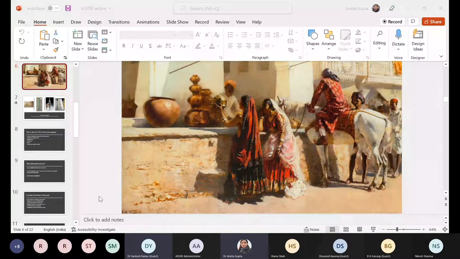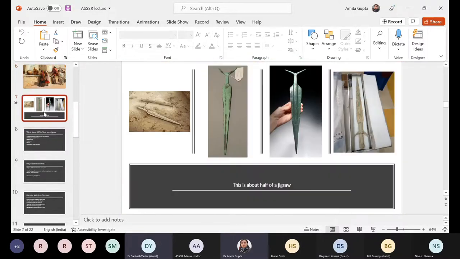But you need to be very careful when you are studying such things, when you are dealing with archaeology. That's why we are taking more and more ideas from the material sciences, and we are taking the help of the material sciences. I'm giving you one more example. This was also a jigsaw for us for many years, but after the excavation at Sonoli, this jigsaw was solved.